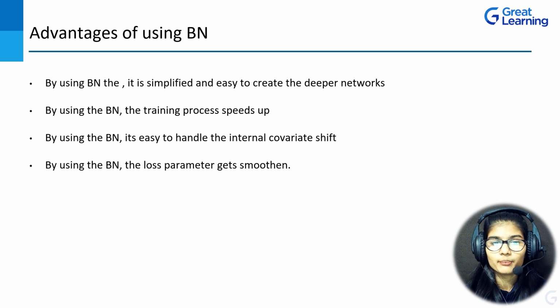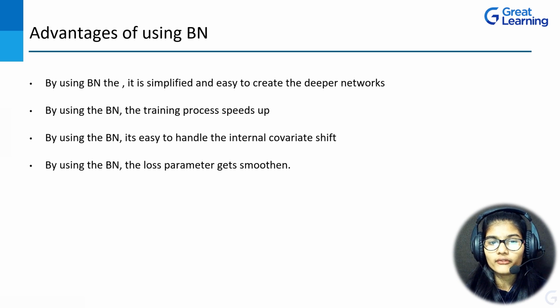Next, by using batch normalization, the loss parameter gets smoothed. It means that the loss parameter which we have in our models gets smoothed, gets easier, right? This is another advantage of using batch normalization.